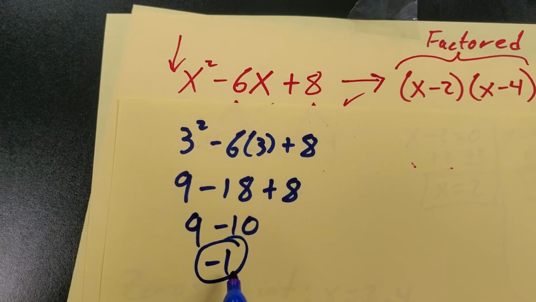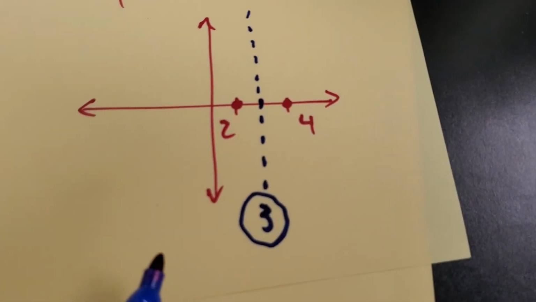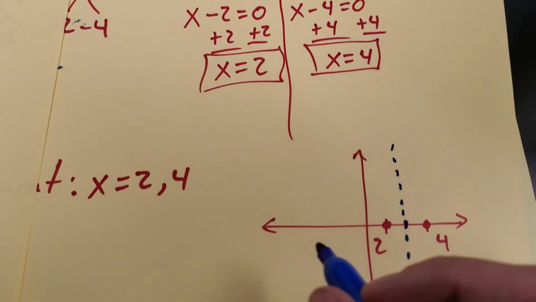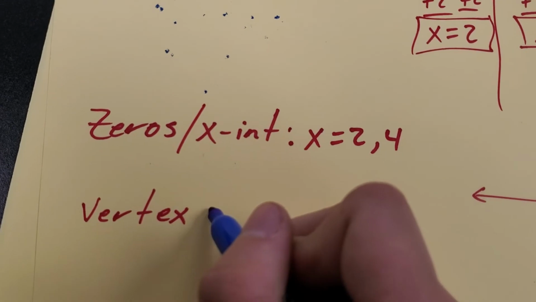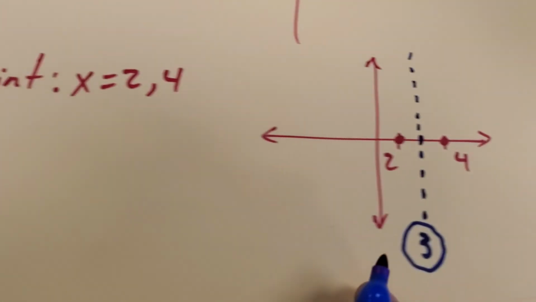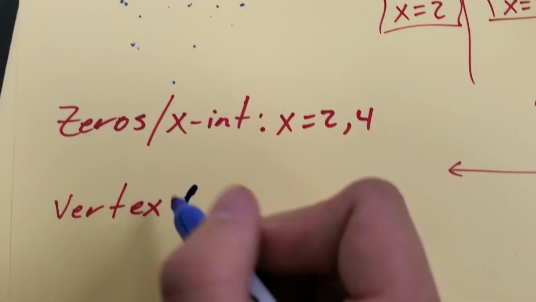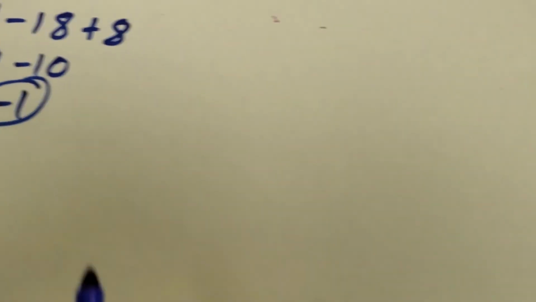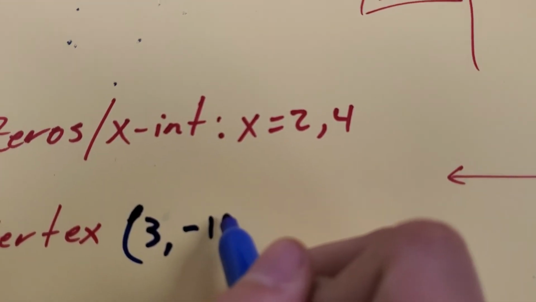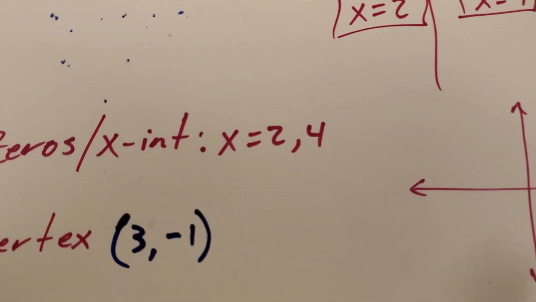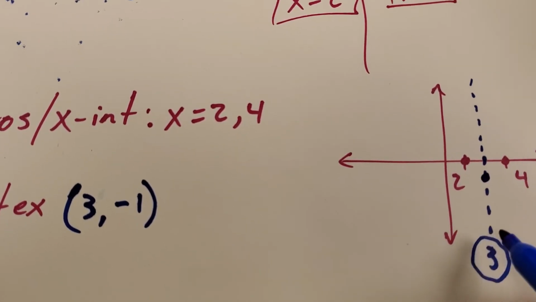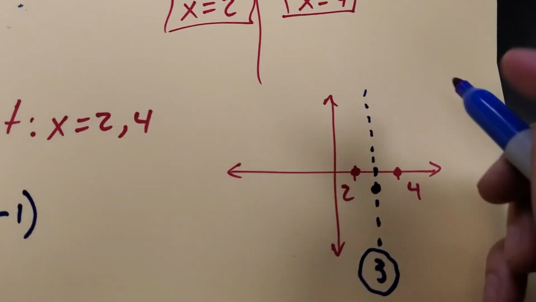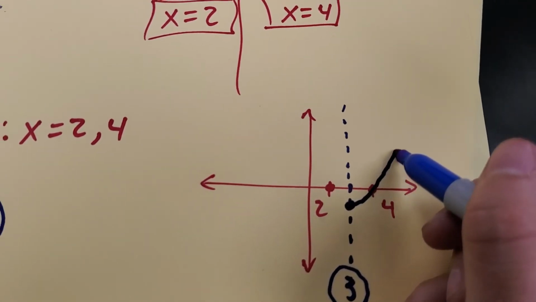So this negative 1 that I got here and this 3 that I got here, those two numbers will make up my vertex. My vertex is at my x value 3, comma, and my y value negative 1. So my vertex is at 3 over and 1 down. That point is my vertex. That means my graph looks something like this.